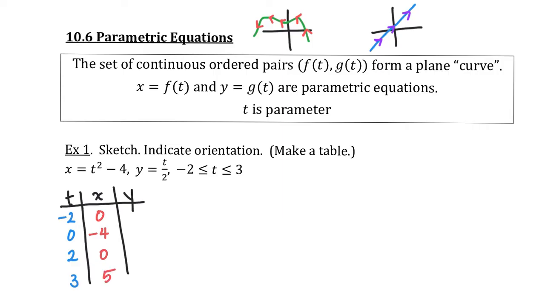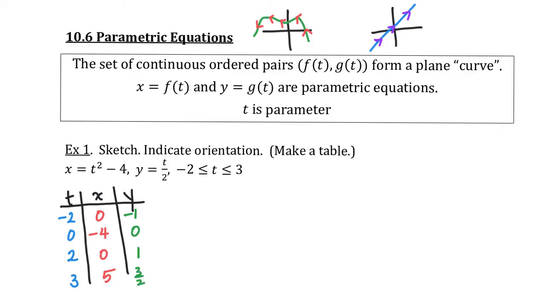Okay, now I'm going to plug the t into the y function. So y equals t divided by 2. So -2 divided by 2 is -1. 0 divided by 2 is 0. 2 divided by 2 is 1. 3 divided by 2 is 3/2 or 1.5 or something like that.